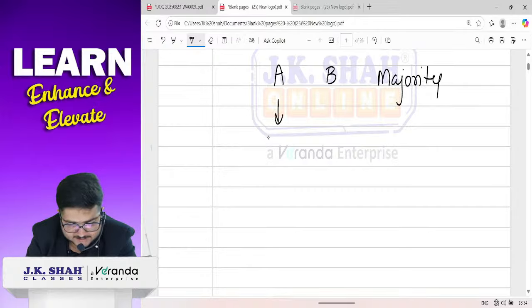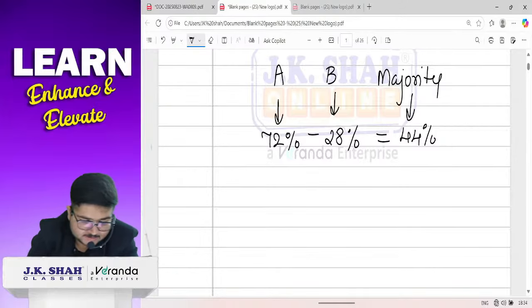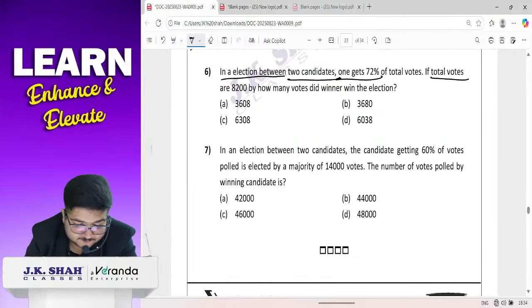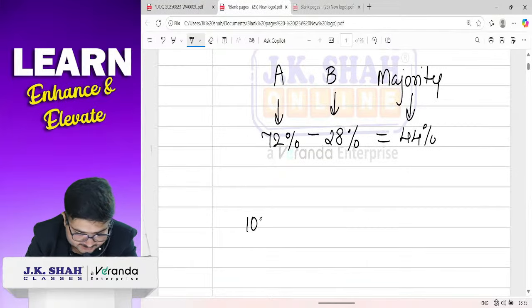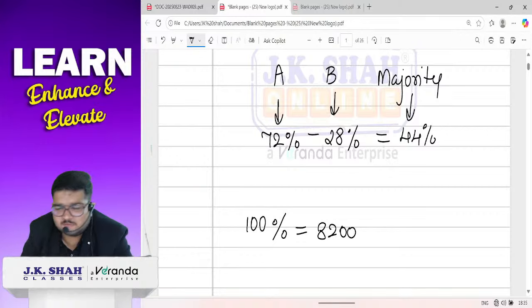Now, A gets 72%, B will get 28%, then the majority will be 44%. How did you find 44? 72 minus 28, 44%. Now, here, total votes are 8,200, which means the value of 100% votes is given. There are total 100% votes, that is 8,200 votes.